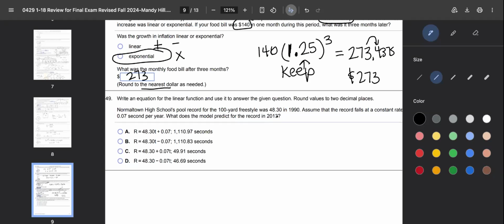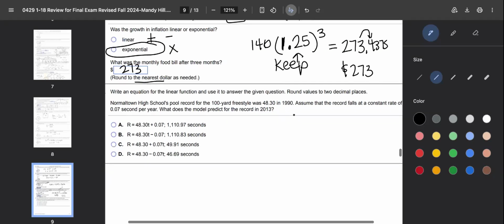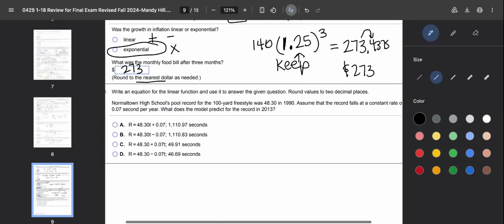Was 48.30. I'm assuming this is seconds. Probably says that somewhere in 1990. Assume that the record falls. So it's going to go down at a constant rate.